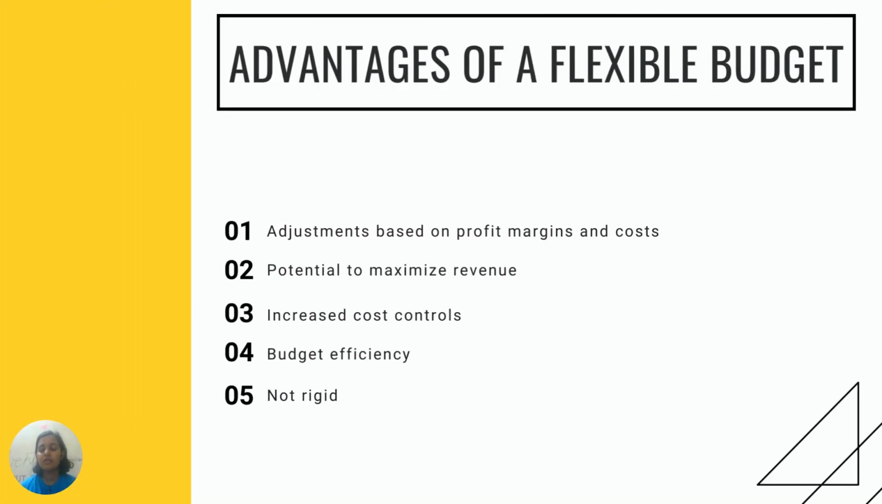Next, let's see the advantages of flexible budget. The first one is that the adjustments are based on profit margin and cost. The flexible budget gives you a realistic idea of your budgets based on changing costs and profit margins. It can help you to make adjustments and compensate for increases in costs, unlike a static budget, which remains the same when you create a budget at the onset of a new year.